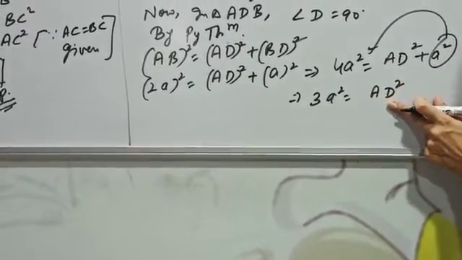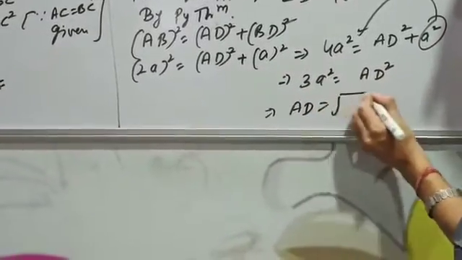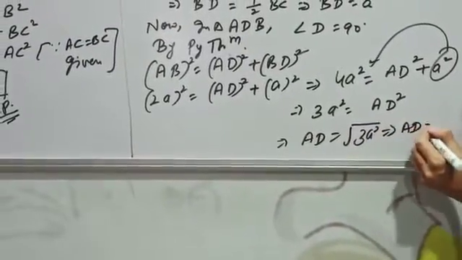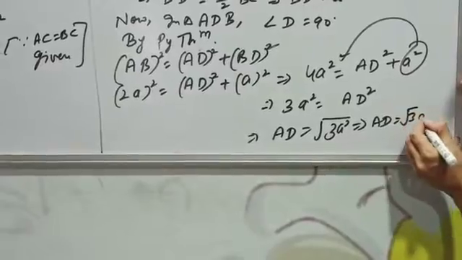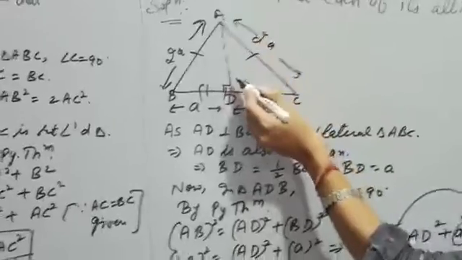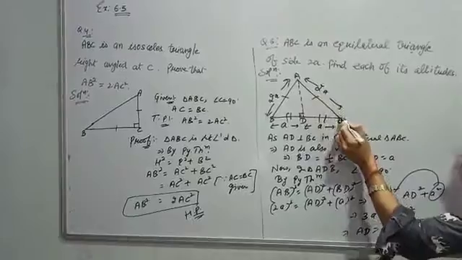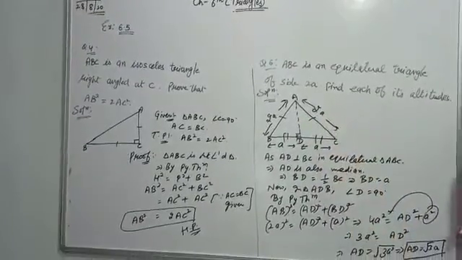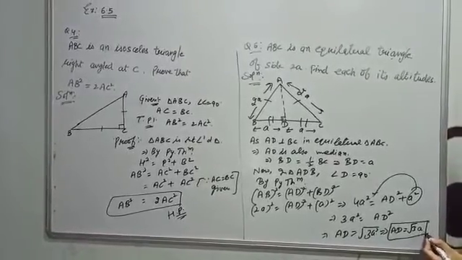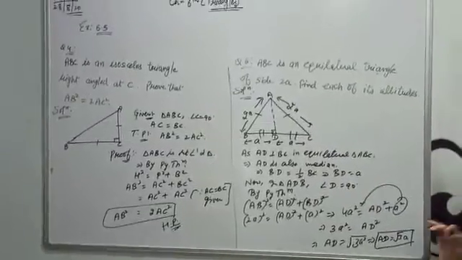Now it is the length of a side, so this implies it will be the positive value. So AD we can write as the positive square root of 3A square, or we can write AD is equal to root 3 into A. This is the length of the altitude. As all the sides are equal, all the altitudes from the A point, from the B point and from the C point are equal to each other, which is equal to root 3 into A. A is an unknown value which is not given to us, and then this question is also solved.